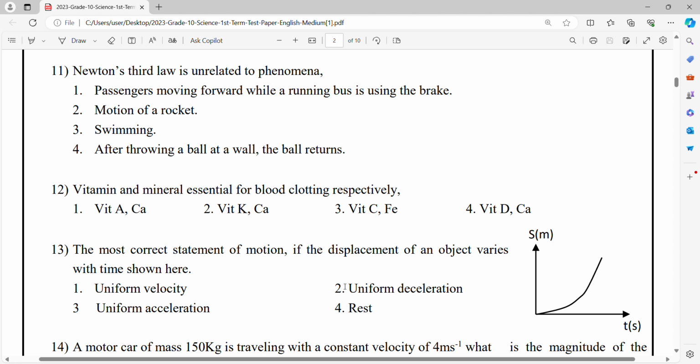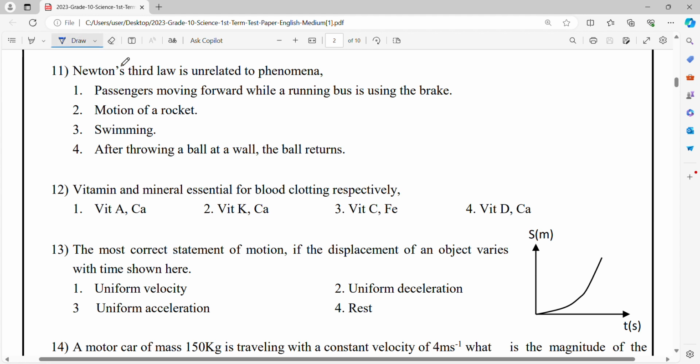Newton's third law is unrelated to this phenomenon. Passengers moving forward while a running bus uses the brake will come under Newton's first law, because until an unbalanced force is applied on it, bodies at rest remain stationary and bodies in motion continue to move at uniform velocity.